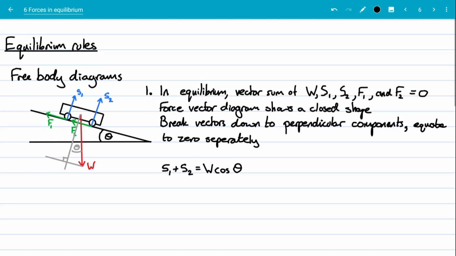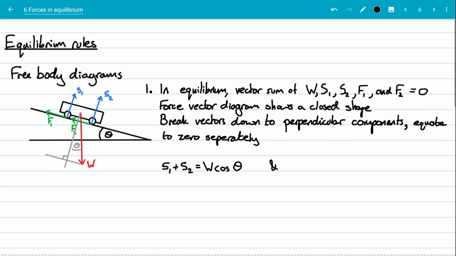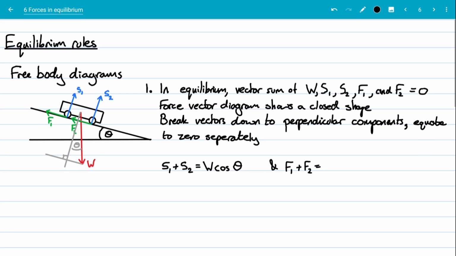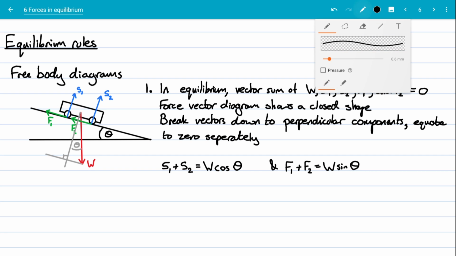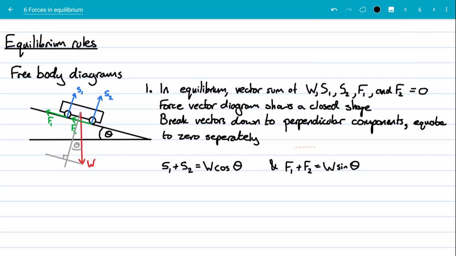And we can also say, so that's when we're looking perpendicular to the slope, we can also say that F1 plus F2 is going to be equal to, in magnitude and opposite in direction, so again there should be a minus sign here, W sin theta. And that's it for the first condition of equilibrium.